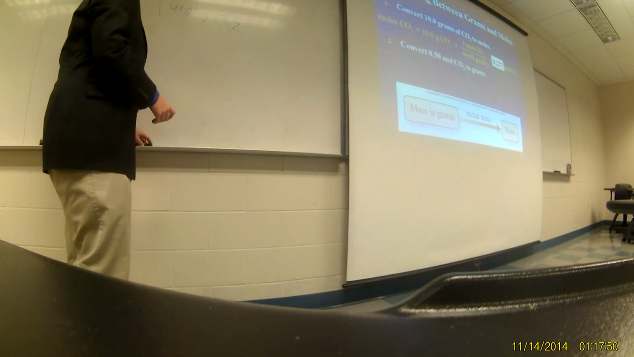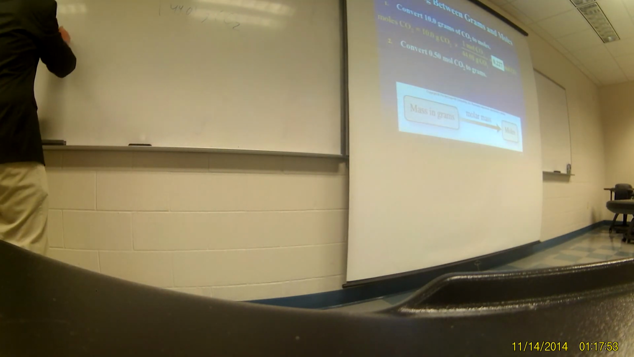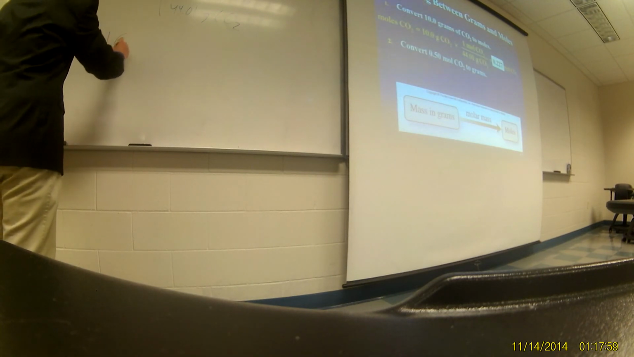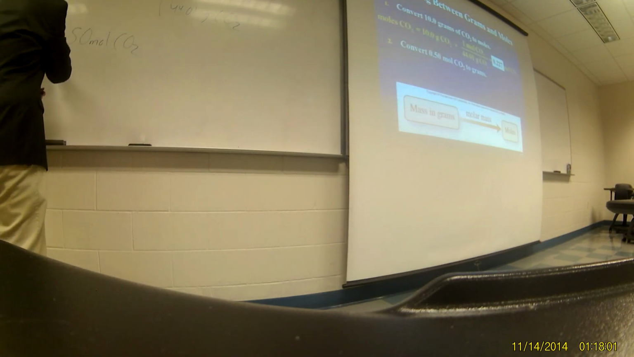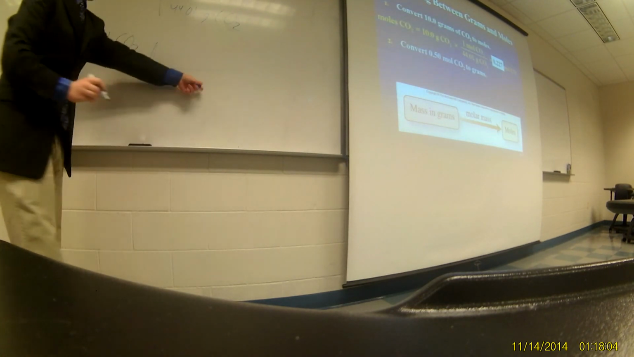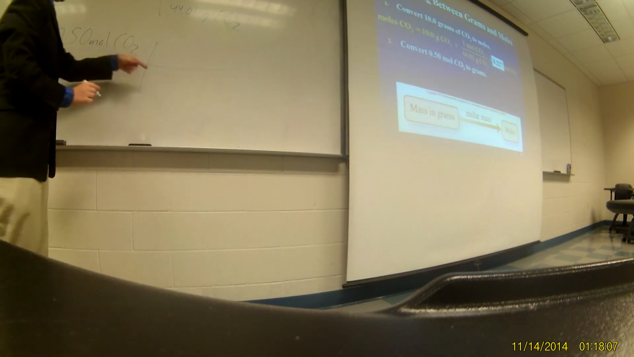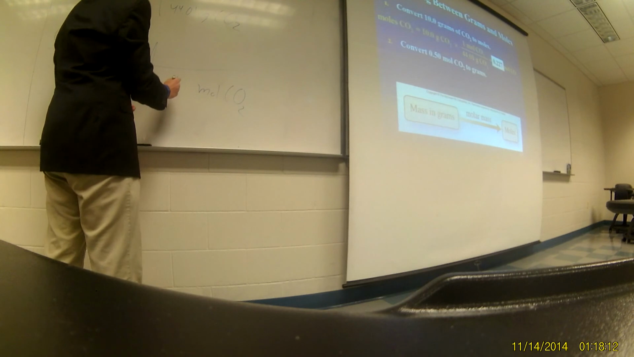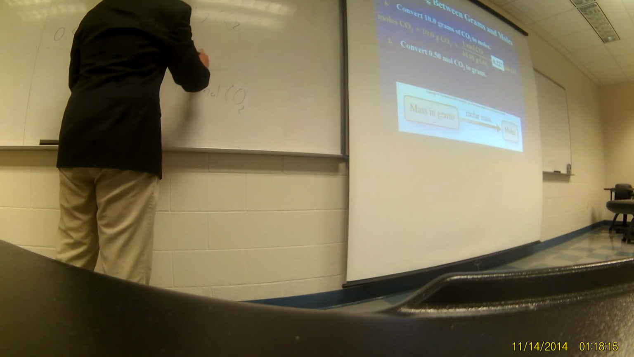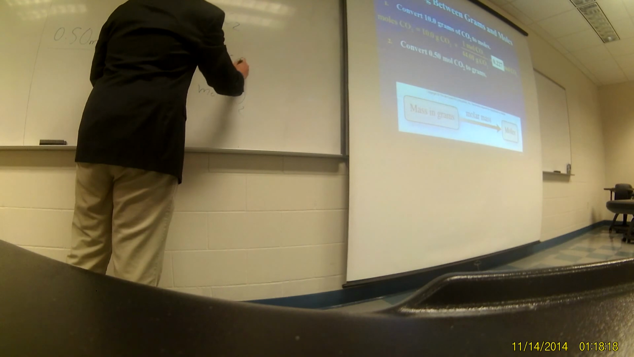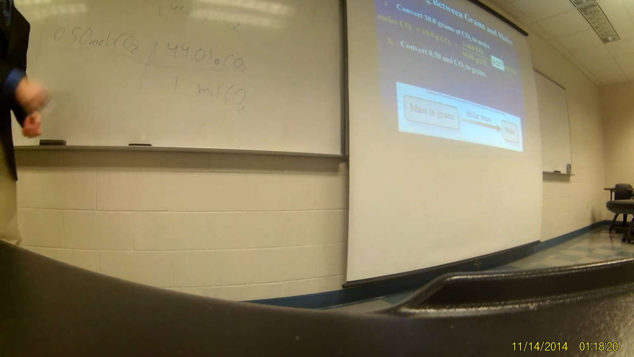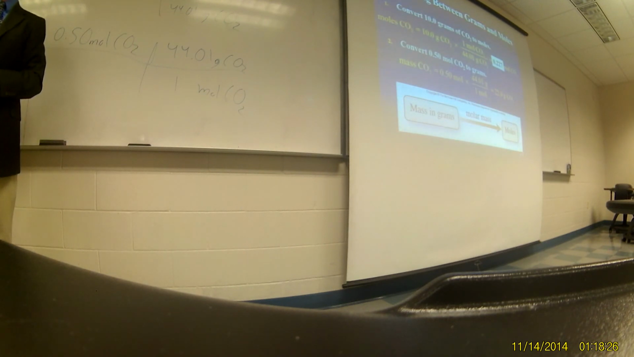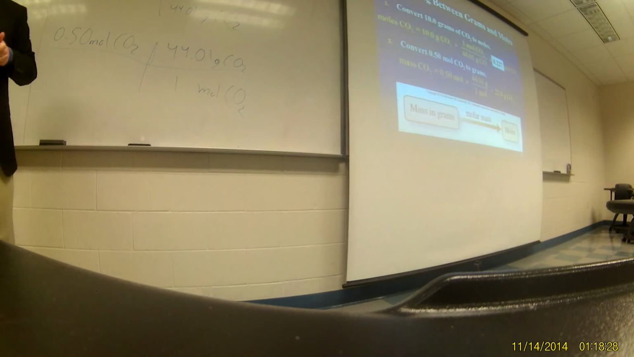Now we're going to go the other direction. Let's say we have 0.50 moles of CO2. We need to go to grams. What's my unit down here on the bottom? Moles of CO2. 1 mole of CO2 is going to equal 44.01 grams CO2. Again, it's set up correctly. All you have to do is put it in your calculator. 22.005. Yes.